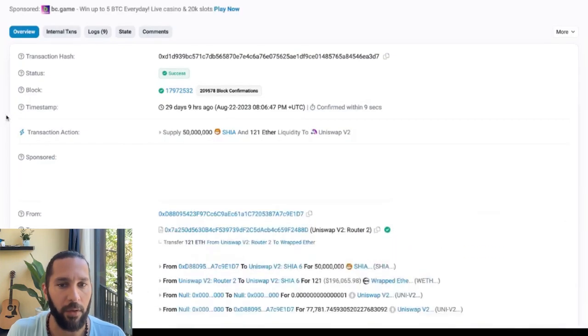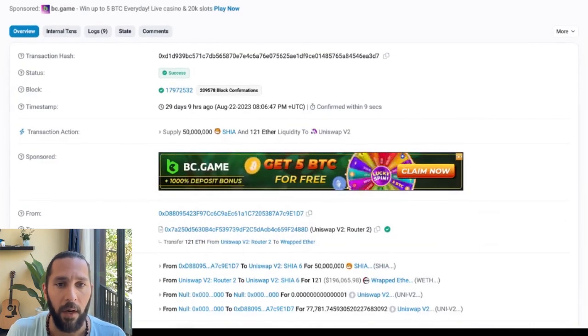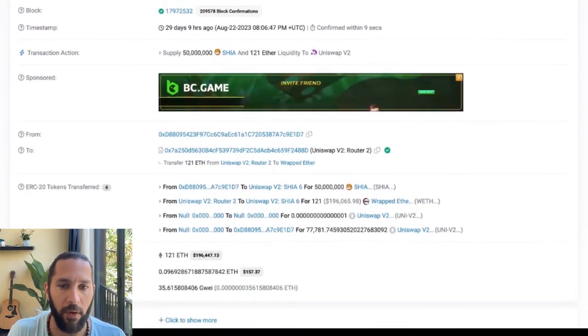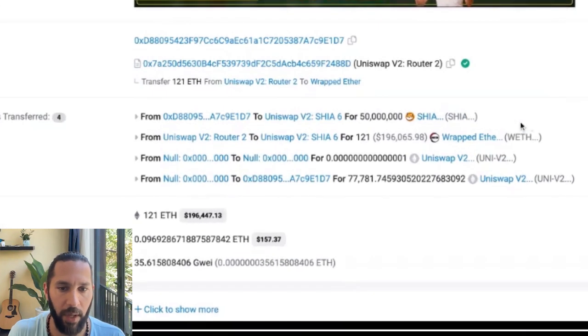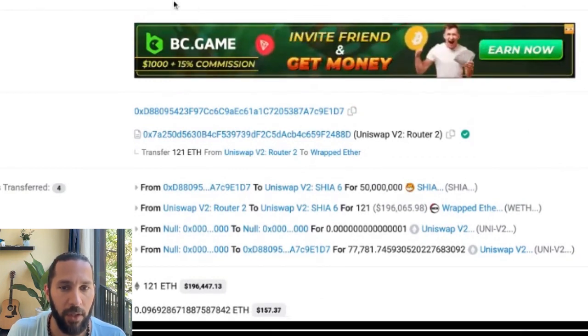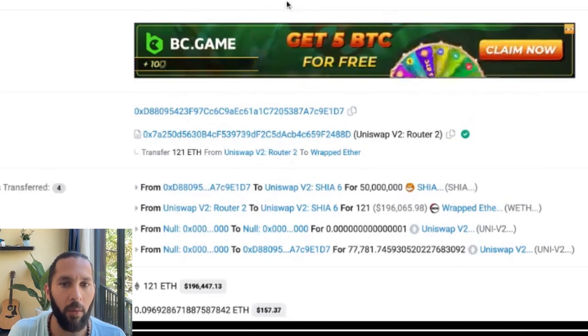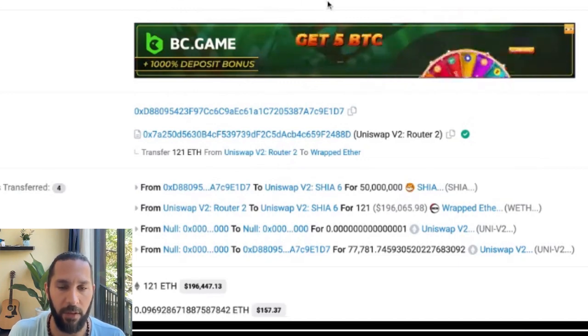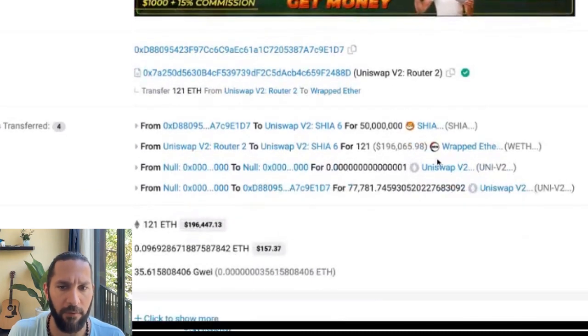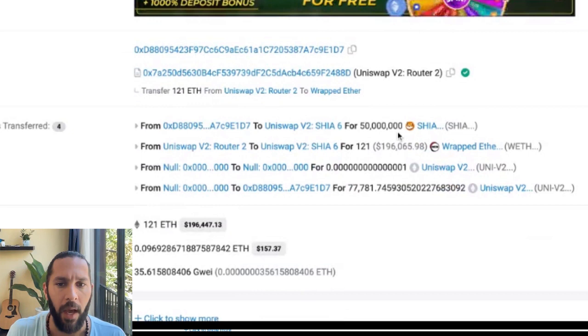We click on this, Etherscan is going to give us a bunch of different types of information. If you see down here, ERC20 tokens transferred, there's a whole host of transactions taking place to provide liquidity, but it sums it up nicely right here in the action. The team provided 50 million Shia tokens and 121 Ether liquidity to Uniswap V2. That's the LP. And down here, we see some actual values. So we've got the 50 million tokens provided and $196,000 worth of Ether provided into the LP.